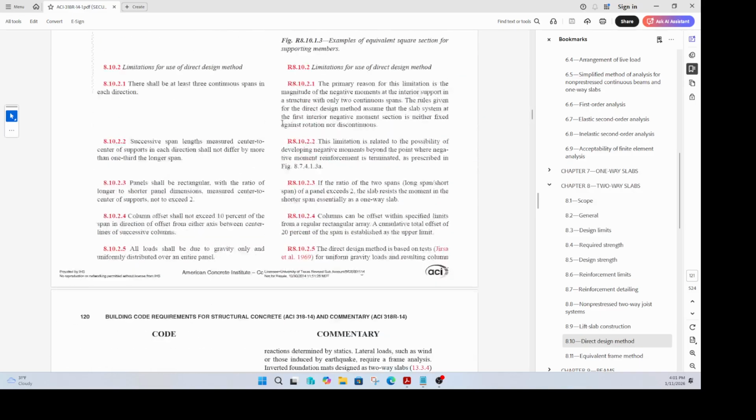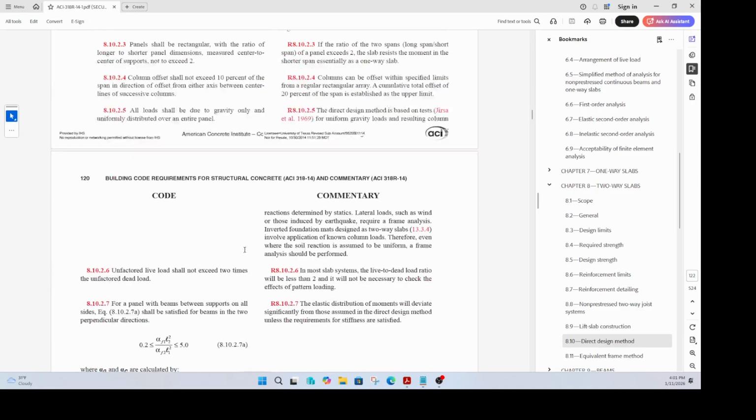Okay, so the limitations of the direct design method: it only applies if all these conditions are met. There is a rule on the successive span lengths. You can read that. Panels shall be rectangular with ratio of longer to shorter panel not exceeding 2, right? If you have to offset a column, then the offset should be within 10%. All loads are due to gravity and uniformly distributed loads, and they're on all the spans, right? It's not that two spans are loaded and the third span is not loaded, right?